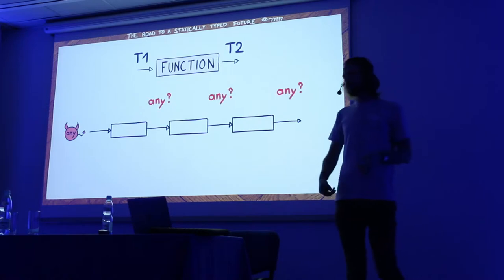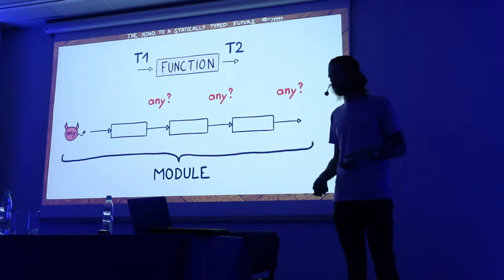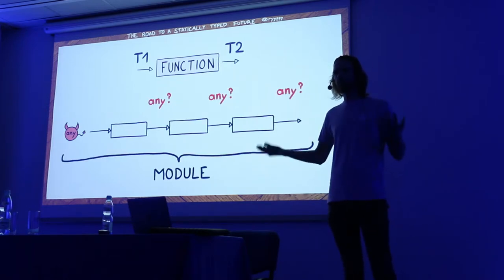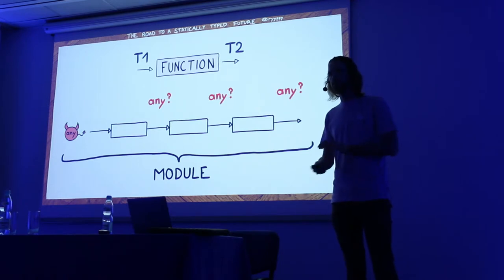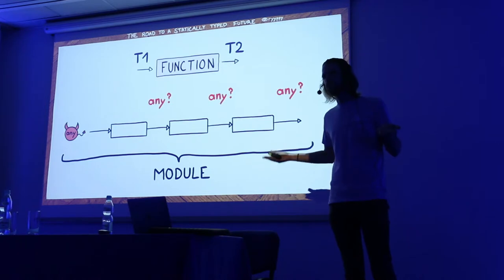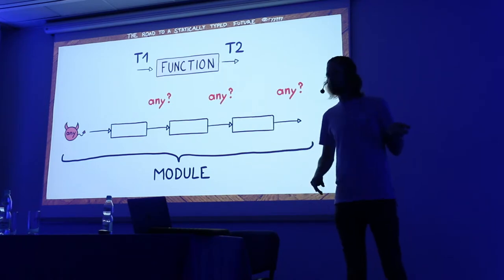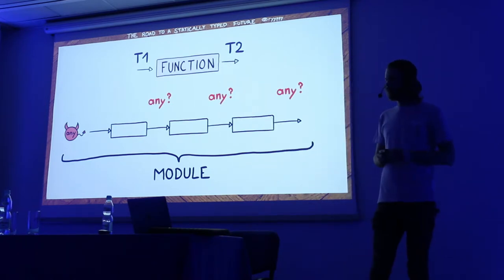And even further, if you lift the function a little bit higher, we have a module. So if you have a module called Lodash, Lodash has a function called map. So if this is not well typed, this whole thing will bleed through your whole code base. Okay, we don't want that.